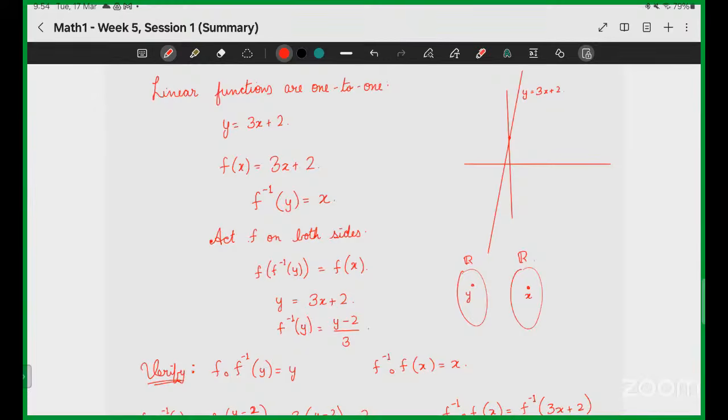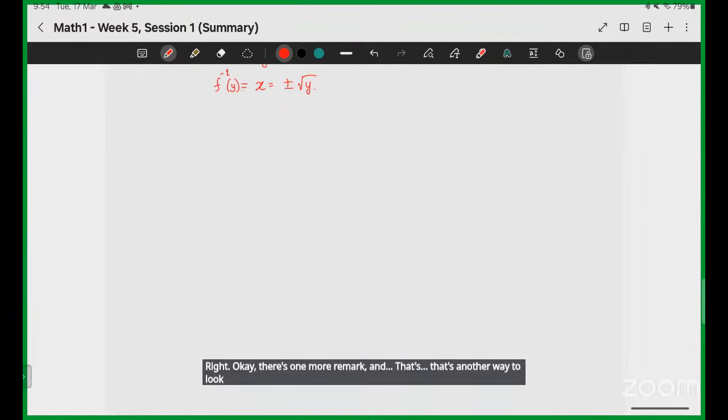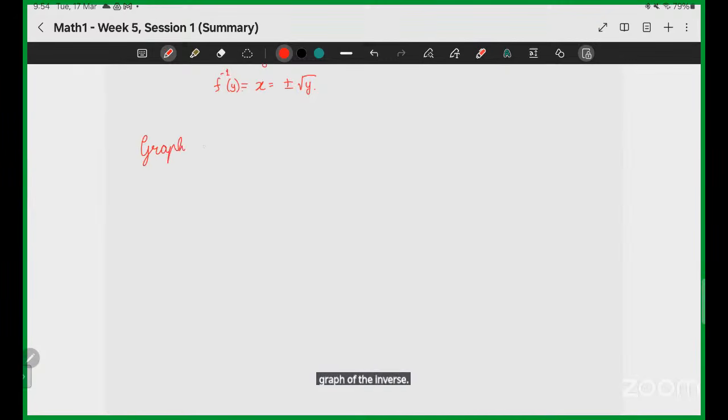Right. Okay. There's one more remark, and that's another way to look at the inverse of the function. Now, the graph of the inverse. Let me just write it down. Suppose f is a function. Let's say it's one-to-one. Let's say its inverse exists. All those nice conditions that need to be satisfied will be satisfied, and the inverse exists.